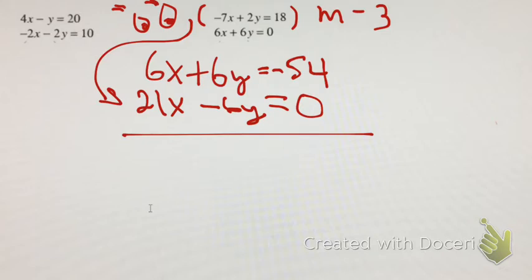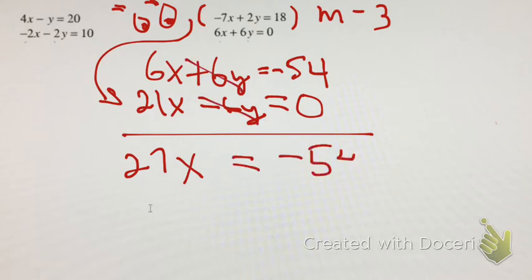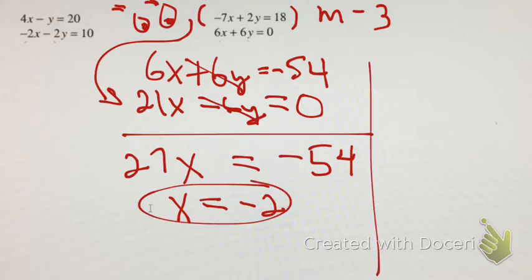All right, let's see what we got here. 6 plus 21, that would be 27x. 6y minus 6y is going to be goodbye, equals negative 54. Now, if you take a calculator, 54 divided by 27 is 2. So 27 times negative 2 would give me negative 54. That's what I'm going to need to do there. And then I'm going to need to go back and sub and figure out what goes where.